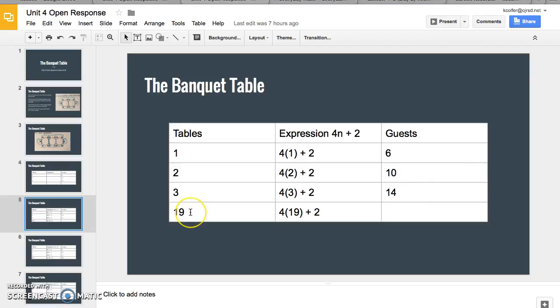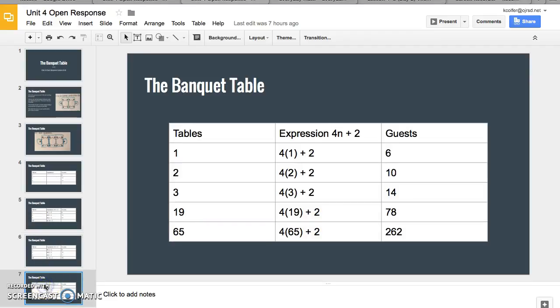So now I'm figuring out 19. That's the first question that they asked me. Again, in the real world, you don't want to actually set up 19 tables and put chairs around it. That's a waste of your time. So looking at that pattern or that algebraic expression that I've written, I can substitute the 19 in for the value that varies, that variable, 4 times 19 plus 2. Okay, and we notice that that comes out to be 78 guests around those 19 hexagonal tables.